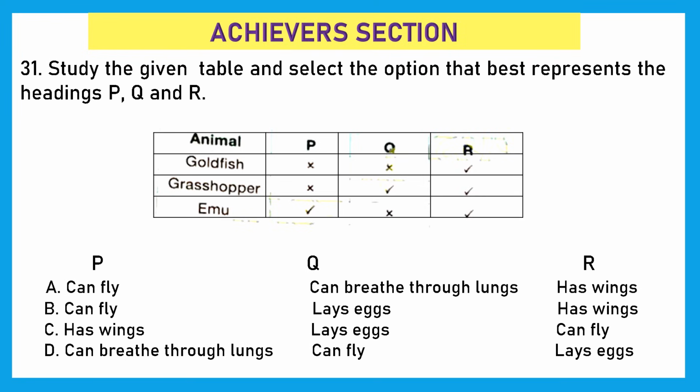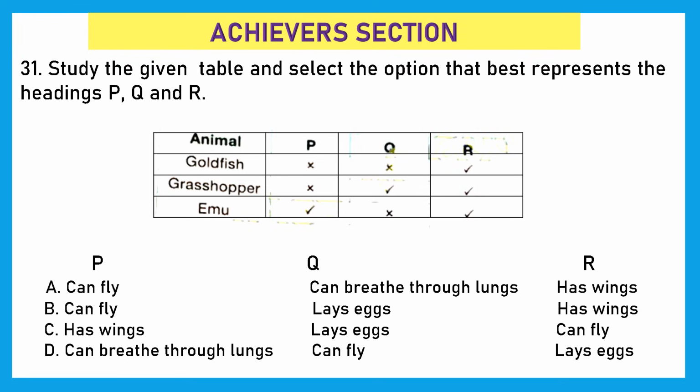Now let's first see option A. Okay. Goldfish, it is put cross. Can fly? They cannot fly. So this is correct for goldfish. Then for grasshopper, can they fly? Yes, they can.